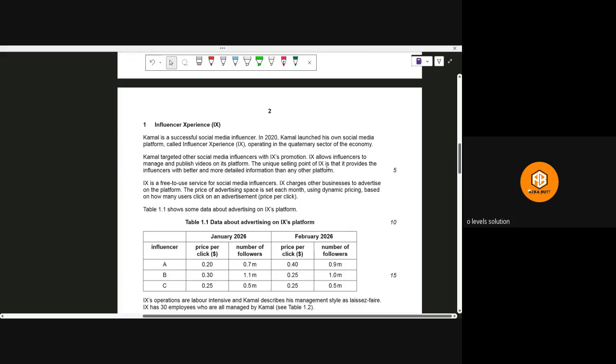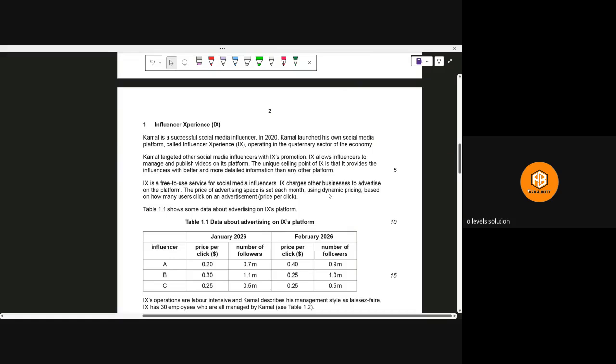The unique selling point of the IX is that it provides the influencers with better and more detailed information than any other platform. So it means that definitely with the help of this, the businesses can provide detailed information about their product. IX is a free to use service for social media influencers. IX charges other businesses to advertise on the platform. And the price of advertising space is set each month. Okay, each month, they set their prices using dynamic pricing.